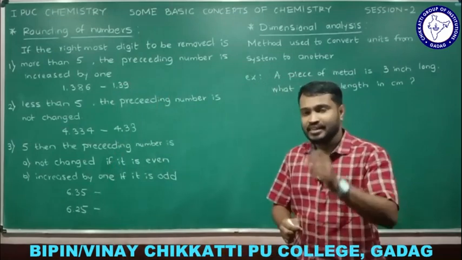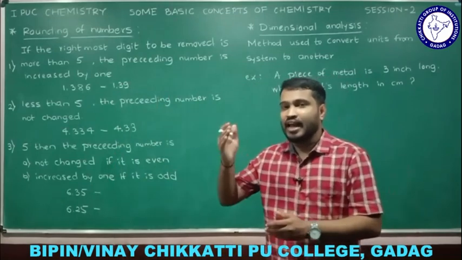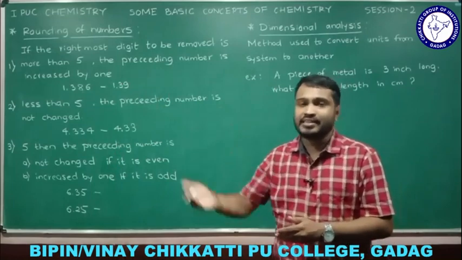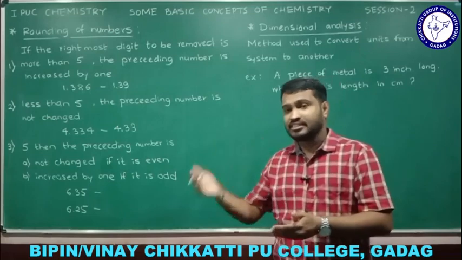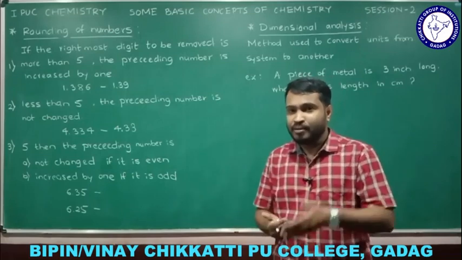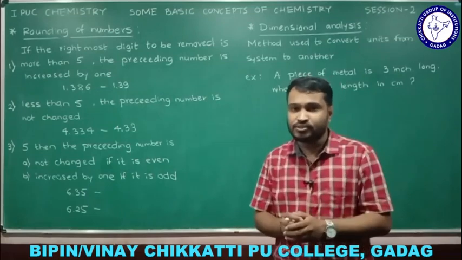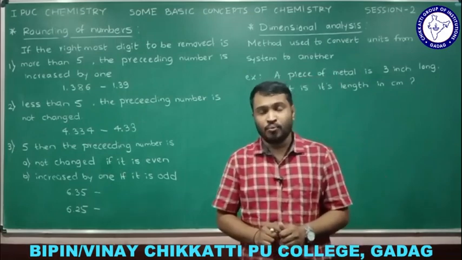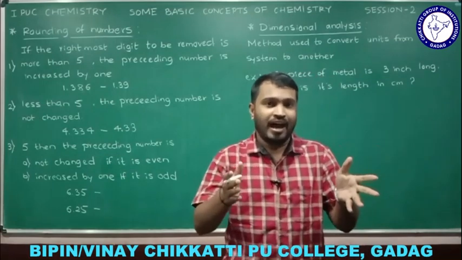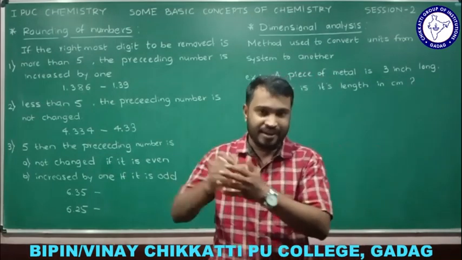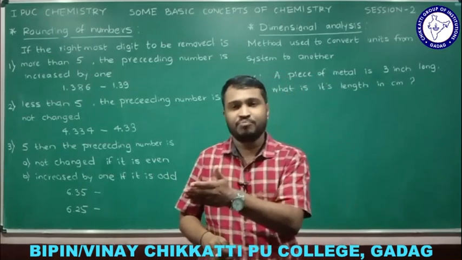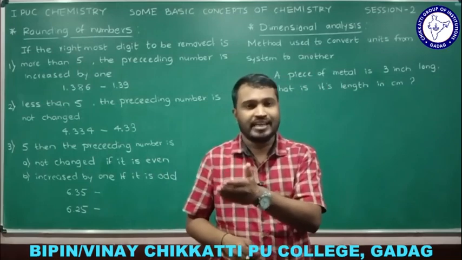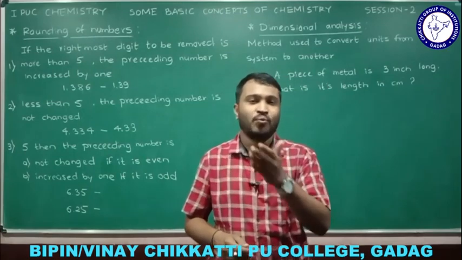Okay, that's it. In simple language I can say, if the last number is greater than 5, increase the preceding number by 1. If the last number is less than 5, keep the preceding number as it is. And then the question arises, what happens if the last number is exactly 5? In such a case, where the last number you are going to remove is exactly 5, what is the case here?